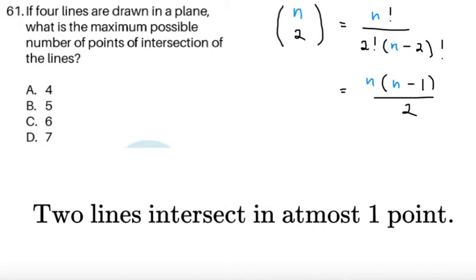Now to continue, item 61. If 4 lines are drawn in a plane, what is the maximum possible number of points of intersection of the lines? Now, I guess our first instinct is to draw lines, so let's try to draw one. And I guess it's obvious enough that 2 lines will only intersect in at most 1 point from our geometry lessons. Now the third line, I can try to make it intersect both the first and the second line.